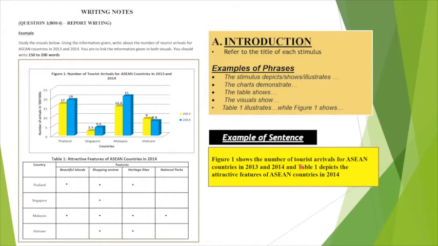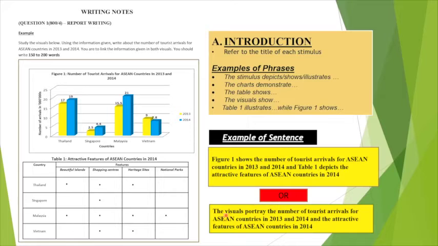Figure 1 shows the number of tourist arrivals for ASEAN countries in 2013 and 2014, and Table 1 depicts the attractive features of ASEAN countries in 2014. Or you can also write in this pattern: the visuals portray the number of tourist arrivals for ASEAN countries in 2013 and 14, and the attractive features of ASEAN countries in 2014. Basically, for the introduction, you just write whatever titles are given in the stimulus.